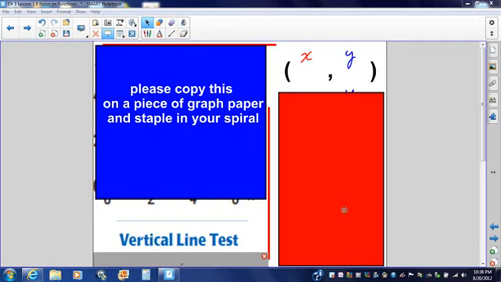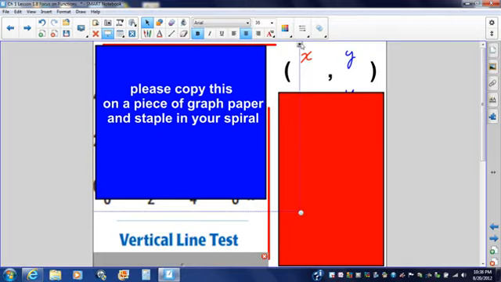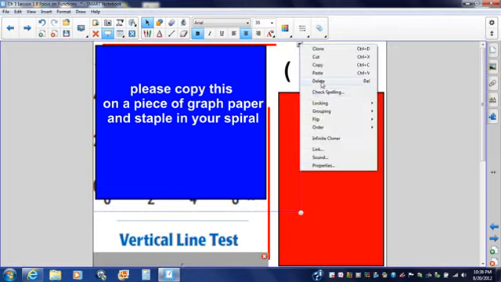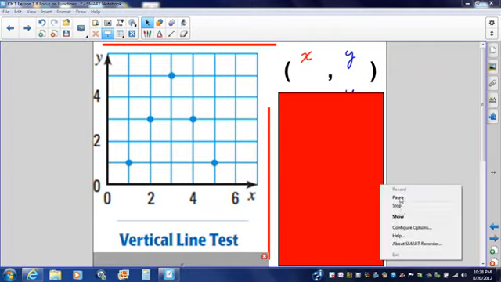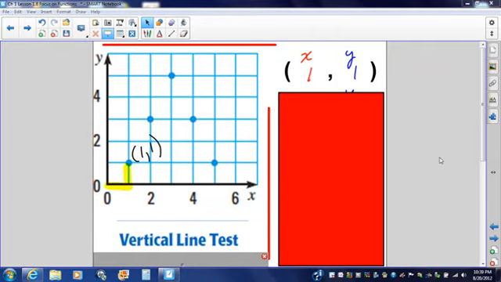Okay guys, let's do one more. Same directions. Copy this graph on a piece of graph paper and staple it into your spiral. Notice again that my intervals are 2. So copy this on a piece of paper, staple it into your spiral. One strategy for seeing if this is a function is to do the same thing we did on the last problem. Write out your ordered pairs.